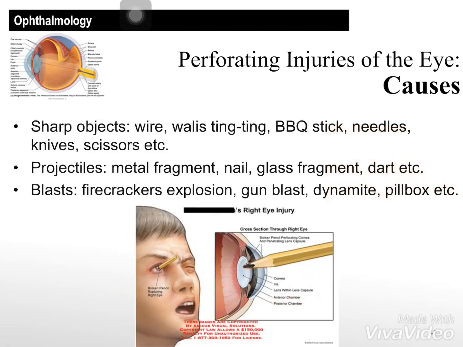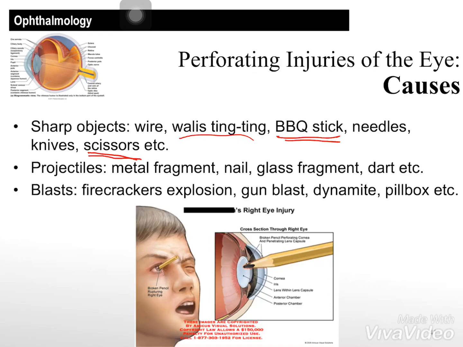Now, what are the most common causes of perforating injuries in the Philippines? We have banned or tried to ban barbecue sticks in children's parties. We have also advised teachers about the use of scissors in the kids' bags. Walis tingting is a very common material used by children when they use this as a projectile, no?